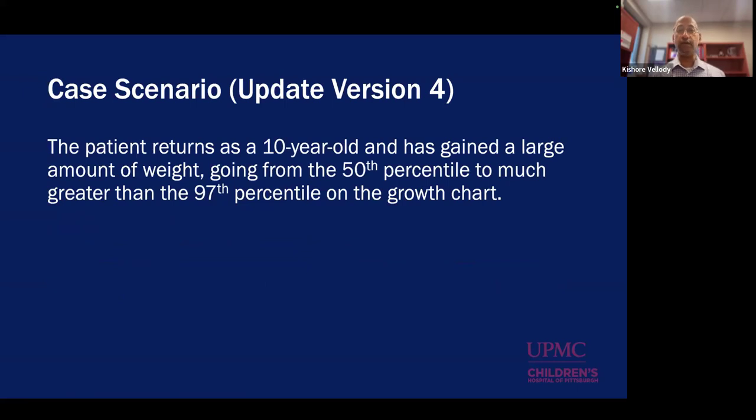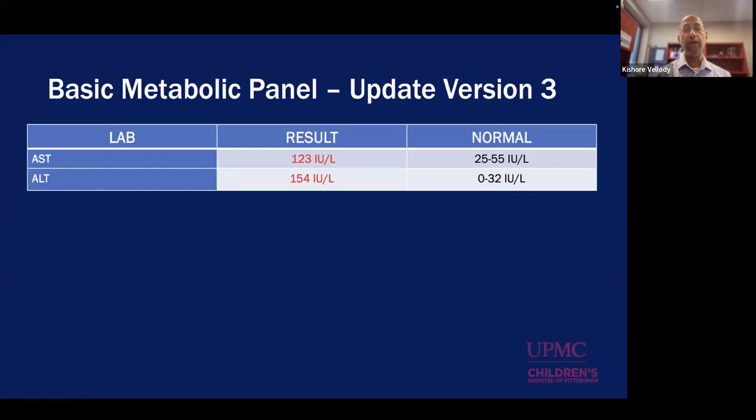Okay, now this is, I think, our last case scenario update before we go to questions. This patient now returns 5 years later as a 10-year-old, has gained a lot of weight in that time period, going from the 50th percentile to much greater than the 97th, which is the highest line on the growth chart that we can see. So this child has really gained weight very rapidly. And here are the labs.